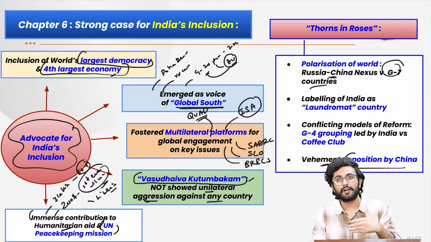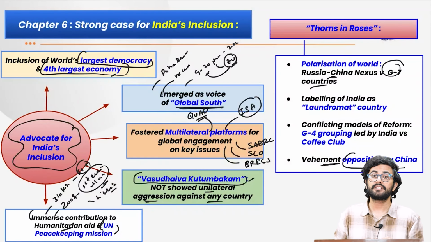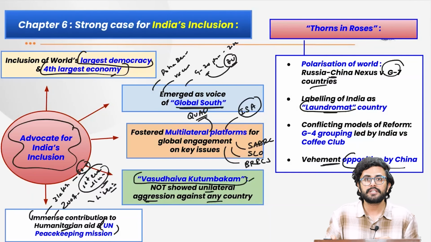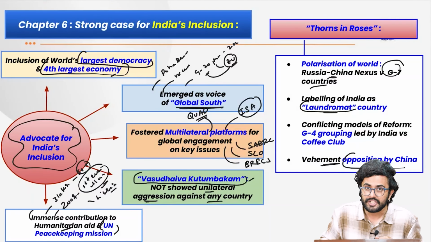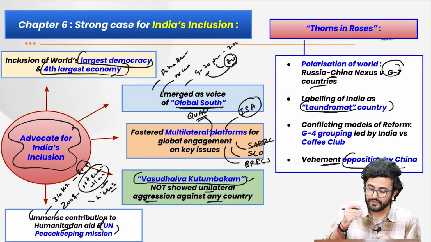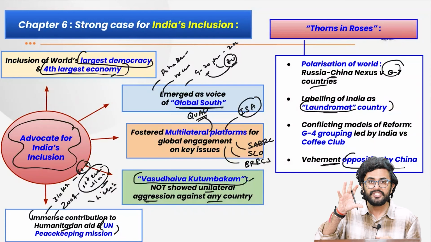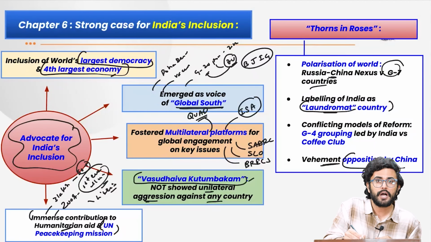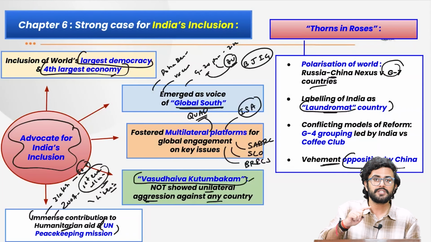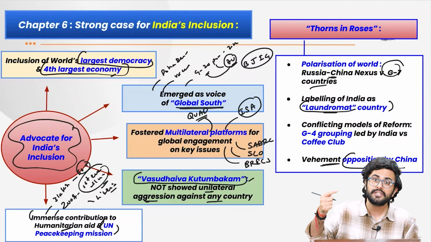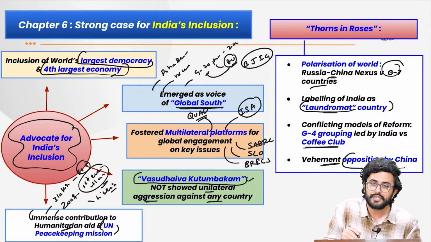Then, right now, the USA and the European countries are basically labeling India as a laundromat country, the country which is buying a lot of oil from Russia and thus indirectly funding the Ukraine war. That is also an allegation which we are taking on ourselves. So these G4 countries, Brazil, Japan, India, Germany, the emerging powers who want to be included as permanent members and thus expansion of the United Nations Security Council, this inclusion is actually being opposed by the Coffee Club.